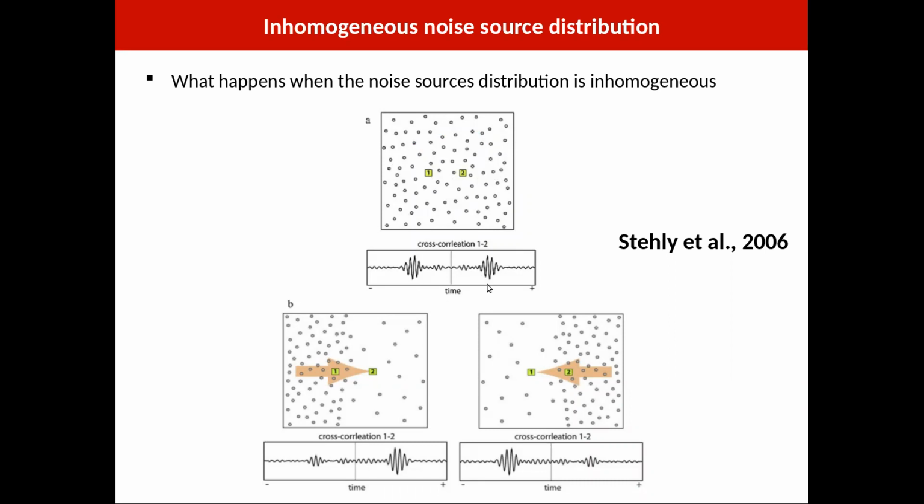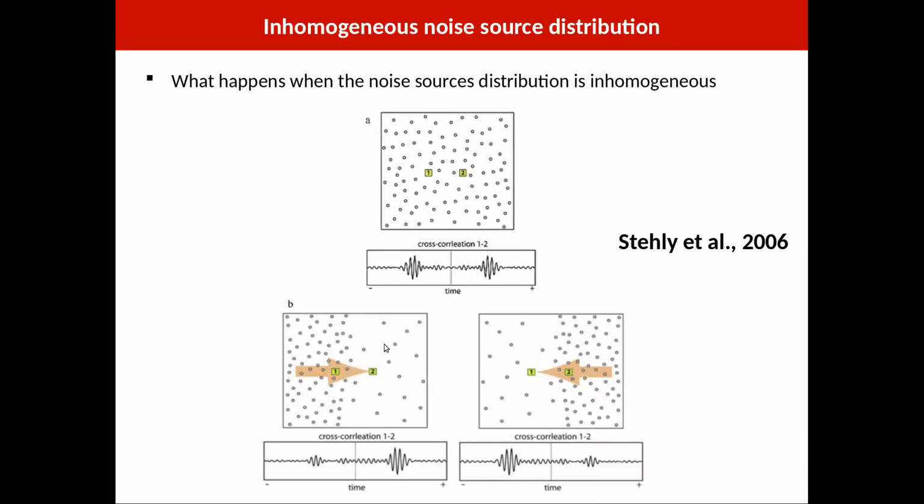Okay, so the time that it requires for the waveform to travel from station 1 to station 2 will be the same as the time it requires the wave to travel from station 2 to station 1. And another thing we see is that the amplitudes of the signal will be the same. Okay, when the noise sources are homogeneous, the amplitudes are the same. So this is the result.